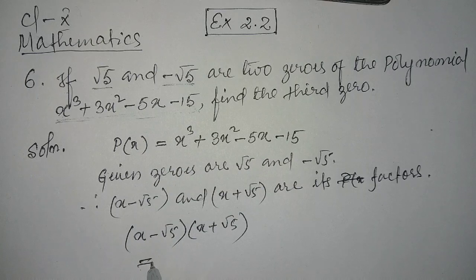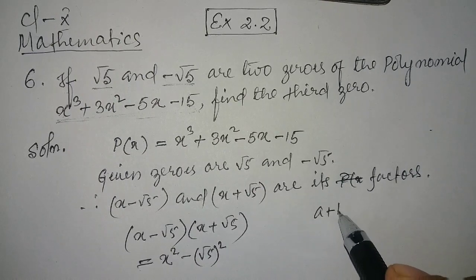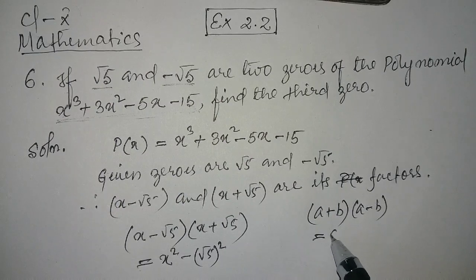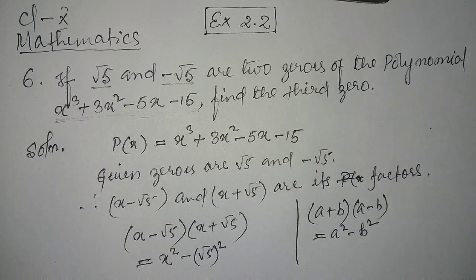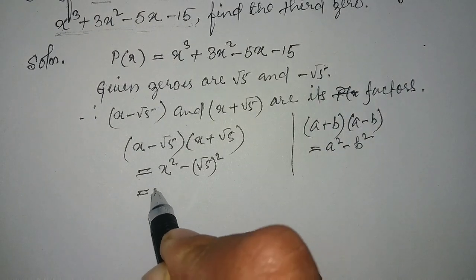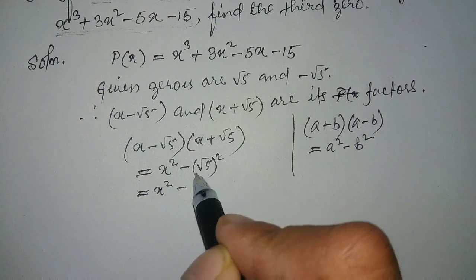This is in the form a minus b, a plus b, so I'm going to apply a square minus b square, so that is x square minus root 5 whole square. Here I'm applying the formula a plus b, a minus b, which is a shortcut of multiplication. So this is a square minus b square. Now this is x square minus 5, since root 5 whole square is 5.